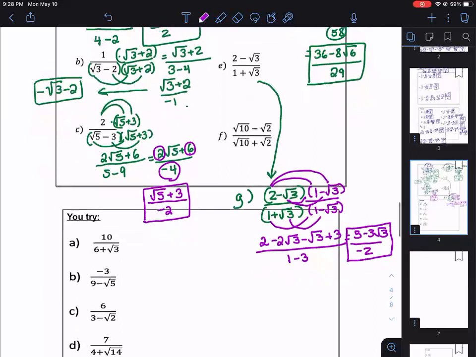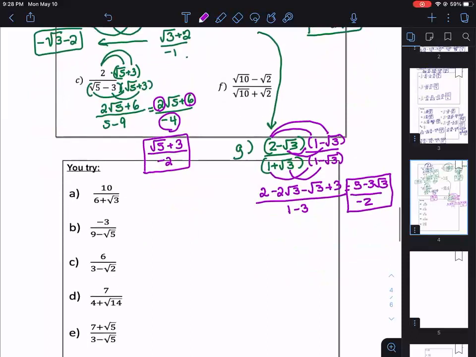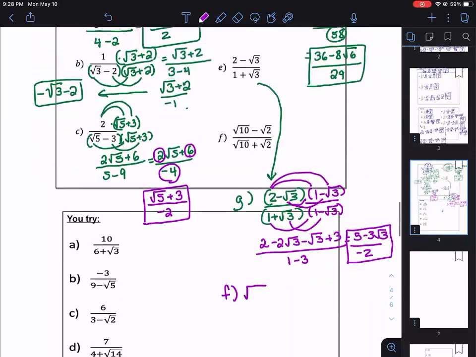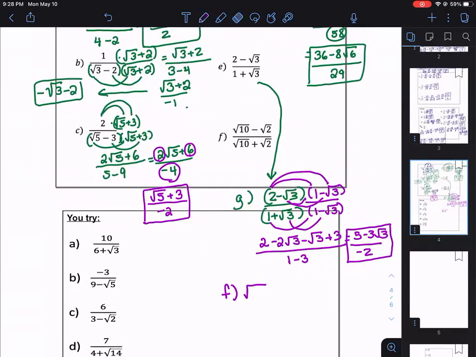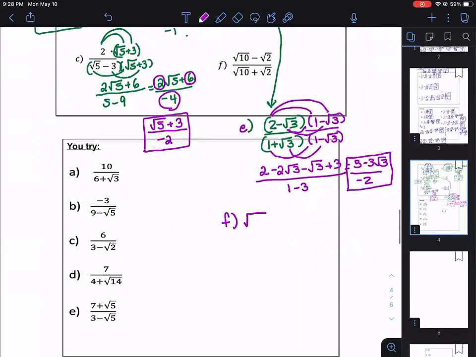Okay, and I'll do F somewhere as well for you guys. So I guess I wrote E, it's G, it's E. Sorry, I wrote G. For F, same deal. And then you guys are going to do these 5 problems.